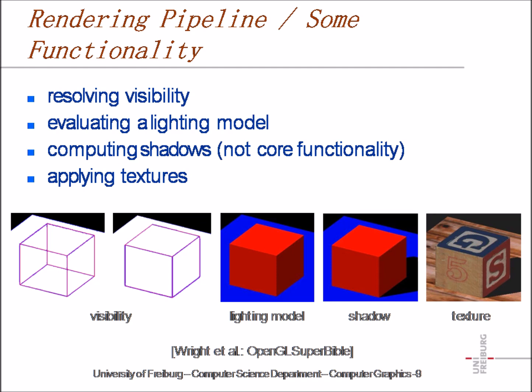The visibility algorithms aim to determine which lines or surfaces are visible in a synthesized image of a 3D scene. Number two important functionality is evaluating a lighting model. This concept has already been discussed in the previous lectures.